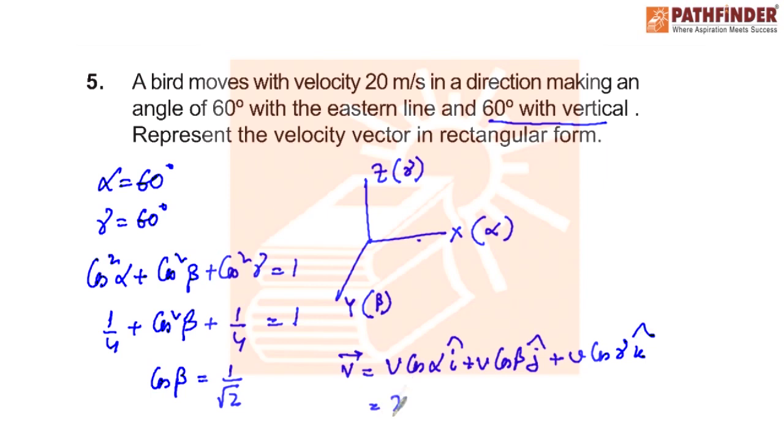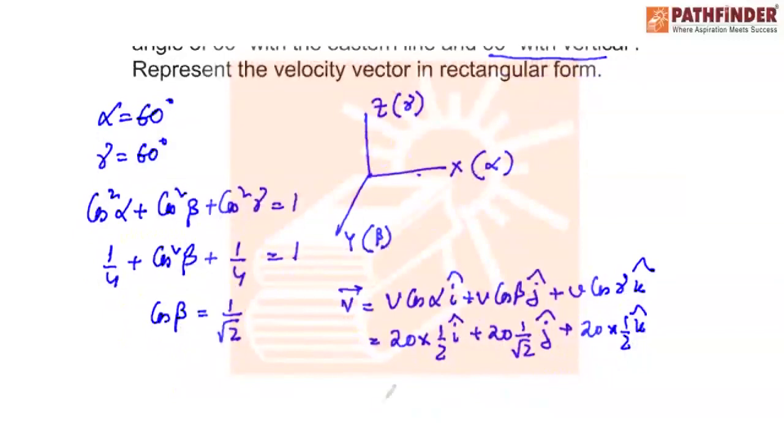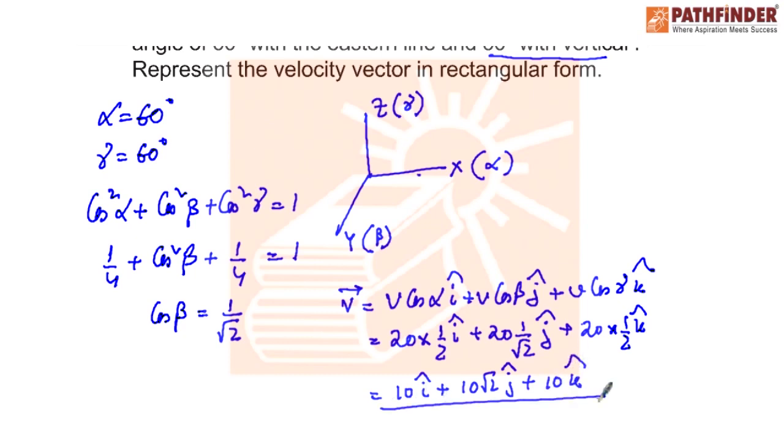So we have V as 20 and cos alpha as half, so that is i. Then V as 20 and cos beta as 1 by root 2, that is j, and V as 20 and cos gamma as half, so that is k. Then we get 10 i, 10 root 2 j, and 10 k. So this is the rectangular form. The rectangular form basically means that we are calculating the vector in 3D. That is what our concept of rectangular form involves.